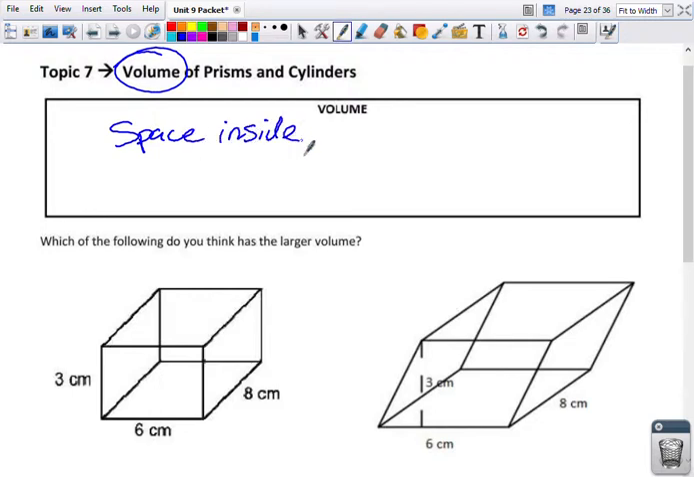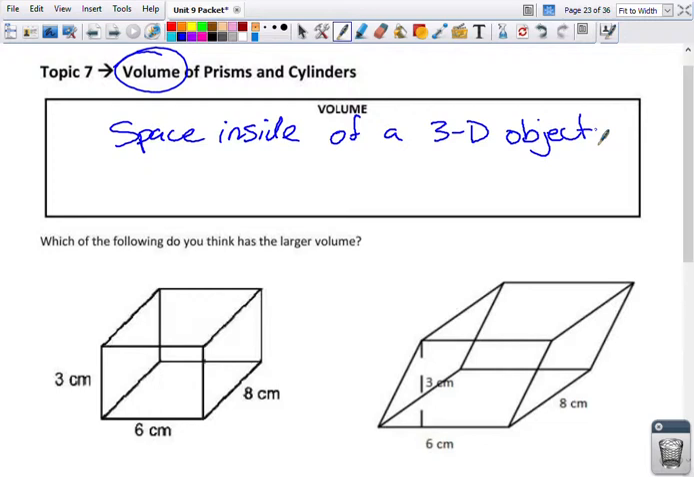So I like to call volume the space inside of a 3D object, whatever it might be. Cereal box, how much cereal can I fit inside that box, as opposed to how much cardboard does it take to make that box? That's surface area. How much Coke is inside that can versus how much aluminum makes up that can. Surface area versus volume. So we're thinking about filling up stuff.